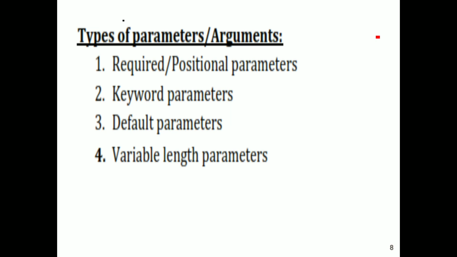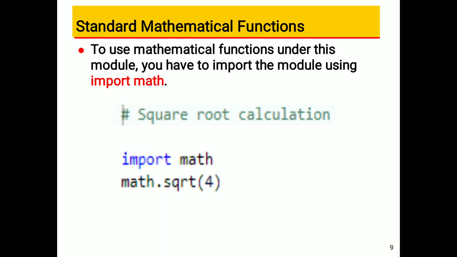Types of parameters or arguments. These are the different types of parameters or arguments. First one is required or positional parameters. Second one is keyword parameters. Third one is default parameters. Fourth one is variable length parameters. Standard mathematical functions.